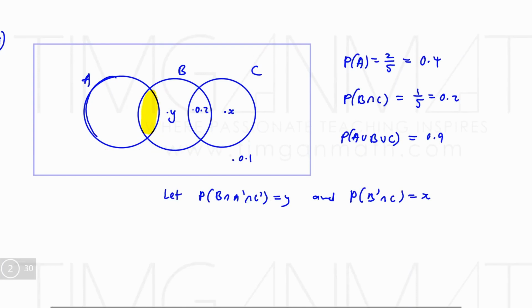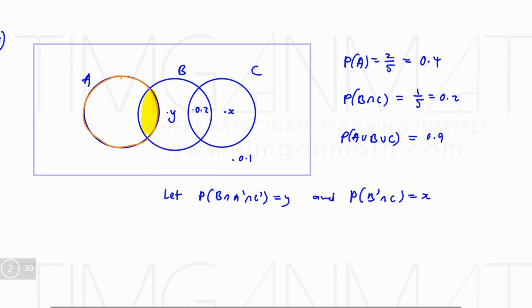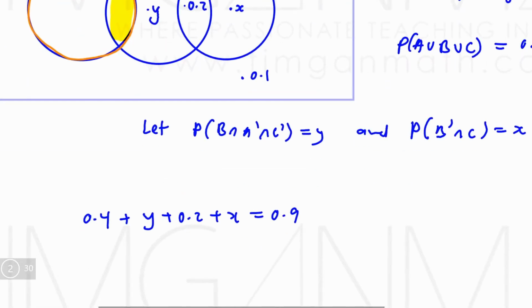So okay, first we take the most obvious one. Okay, let me take a not so jarring color. This is 0.4 here. So what I'm going to do is, I know that 0.4 plus Y plus 0.2 plus X is equals to 0.9. That is a given. So the whole thing inside here, 0.4 plus this whole thing here, must be 0.9. So in other words, you have Y plus X equals to 0.9 minus 0.6, which will amount to 0.3. This 0.3 here. First part.